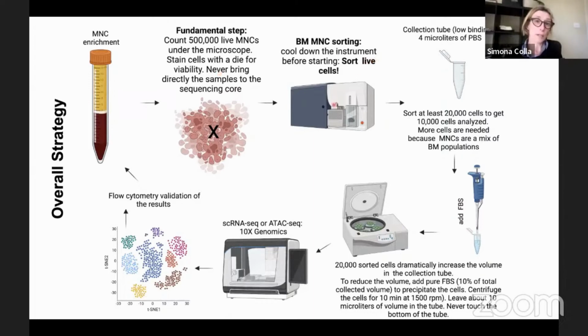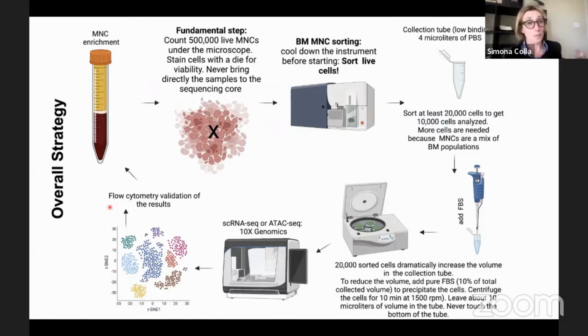Again, you need to cool down the instrument, and then you sort into a tube with 4 microliters of PBS. But now there is a problem here, and maybe it's a stupid problem, but for us it was the cause of the failure of some experiments. When you bring the sample to the sequencing, it's very important that the volume is reduced, because otherwise they cannot load all your sample into the machine.